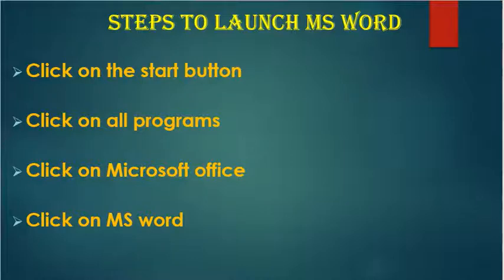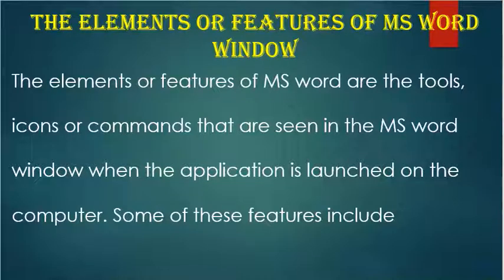When you follow these steps, the application window will appear on your desktop. When the window appears, we have many elements or commands that can be seen within the window. So let's look at some of the elements or the features that can be seen in the Microsoft Office window. The elements or the features of MS Word are the tools, the icons or commands that are seen in the MS Word window when the application is launched on the computer.